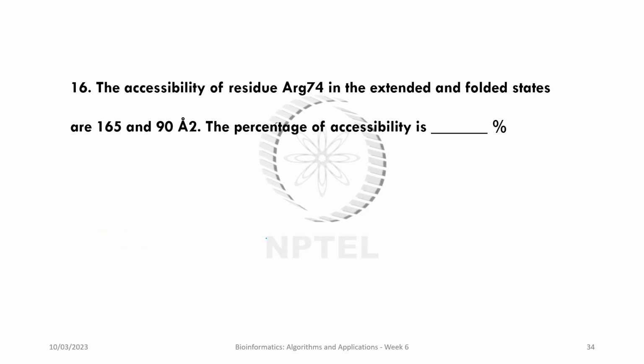C. Question 16. The accessibility of residue arginine 74 in the extended and folded states are 165 and 90 angstrom square. The percentage of accessibility is dash percent. Thank you, Hari and Debangana. Others, please work it out. Or if you remember from your assignment, what is the percentage accessibility?